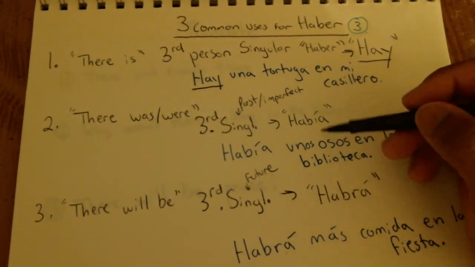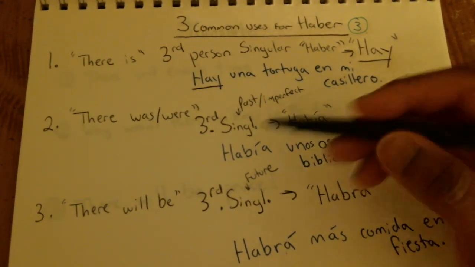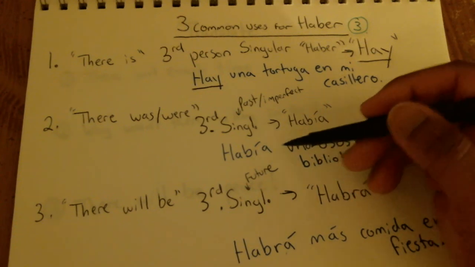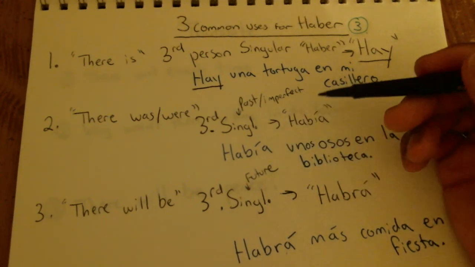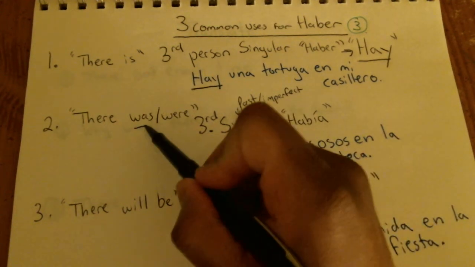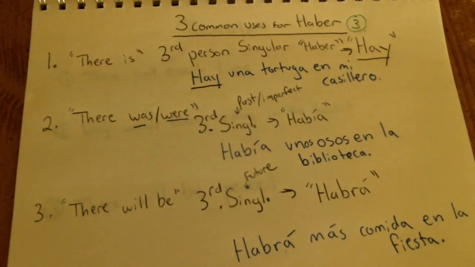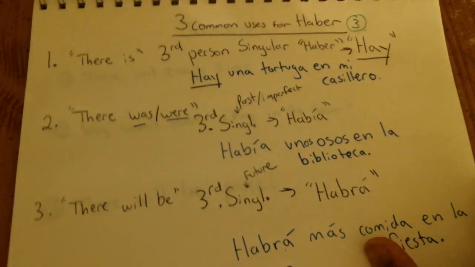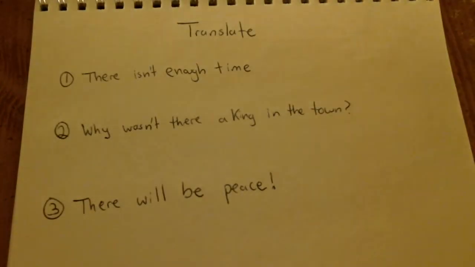See here, we made the bears plural. It doesn't become habían, it's just había, all right? Because you're saying there was or there were. It covers both the singular and the plural. And that's the same with all of these. You don't have to change it and make it plural just because you're talking about more than one object. It stays singular.